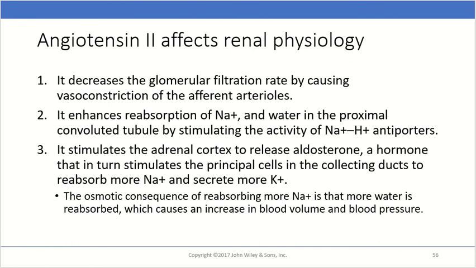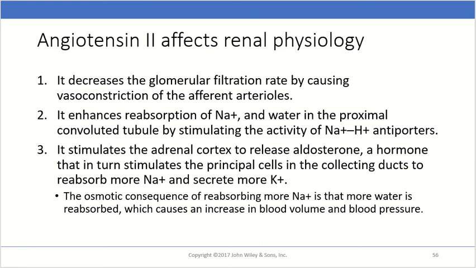So, moving forward then to look at how angiotensin II is going to impact renal physiology, there are three primary ways here. First of all, it's going to decrease the glomerular filtration rate by causing vasoconstriction of those afferent arterioles. All right. It's also going to enhance reabsorption of sodium and water in the proximal convoluted tubule, and it does this by stimulating the activity of sodium-hydrogen antiporters.